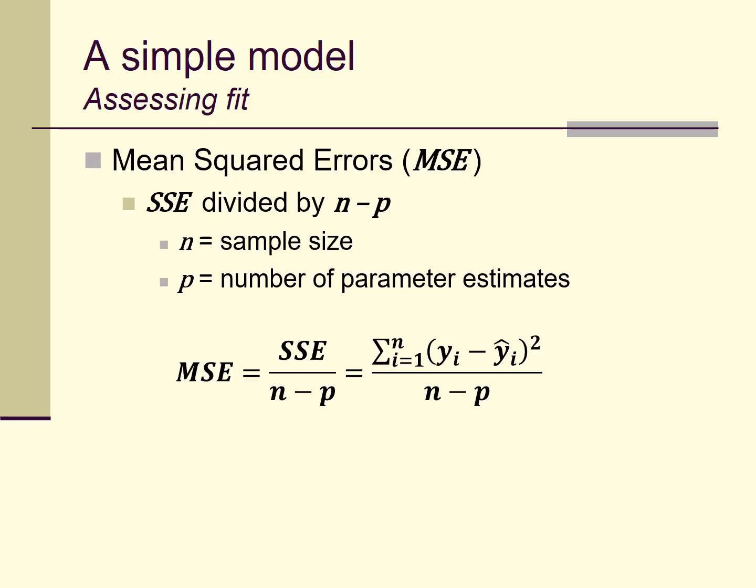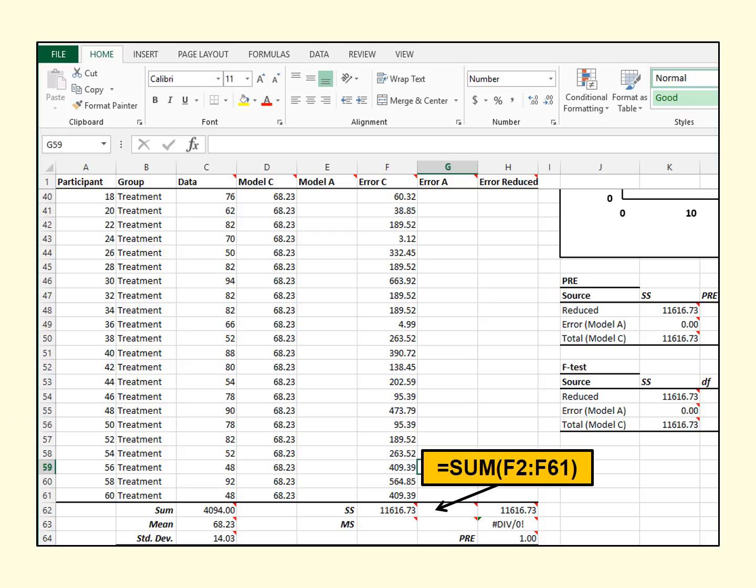We'll talk about this idea of subtracting parameter estimates a lot more in the next lecture, but suffice it to say, so far it's just going to be n minus 1. So here is my sum of squared error, which I talked about before.